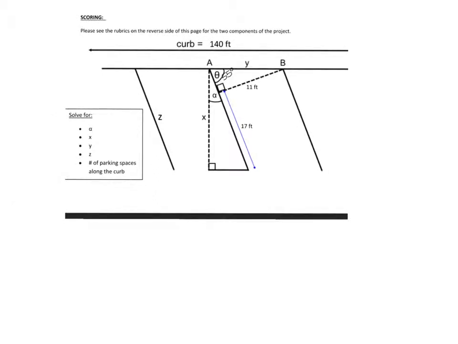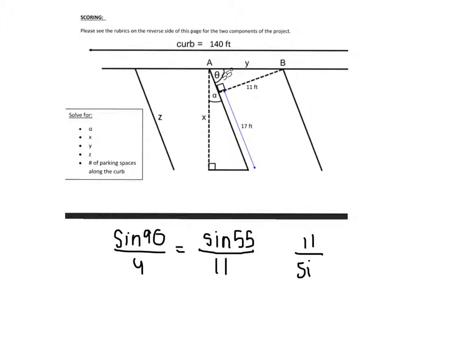Knowing that we have a 90-degree angle across from Y, we will start with sine 90 over Y equals sine 55 over 11. Now we will multiply sine 90 by 11, and this equals 13.5.